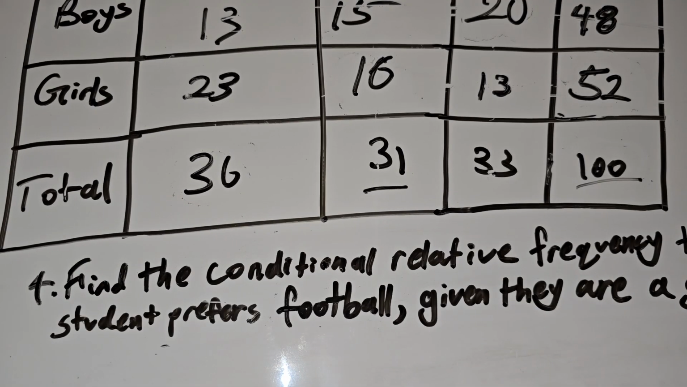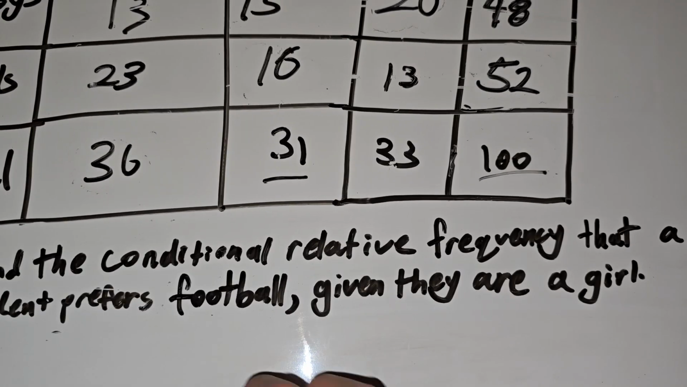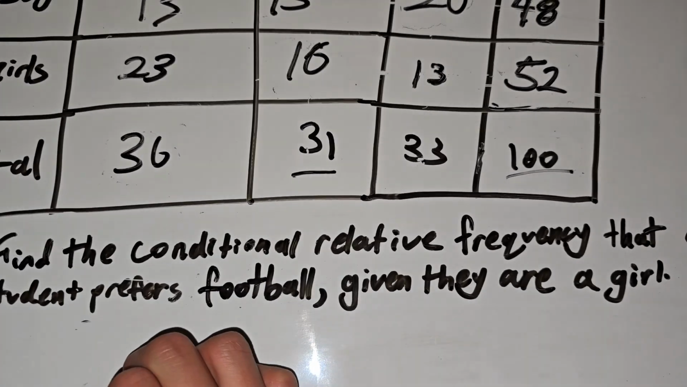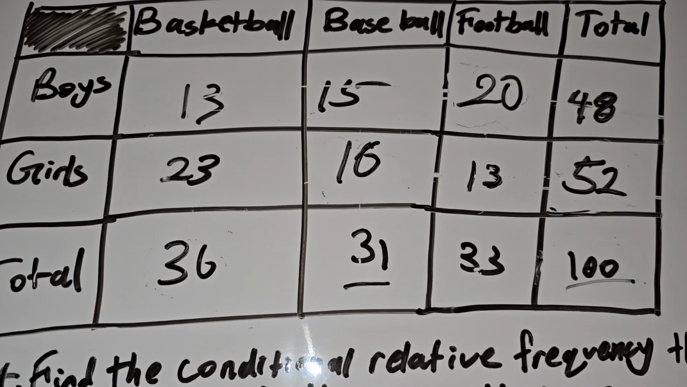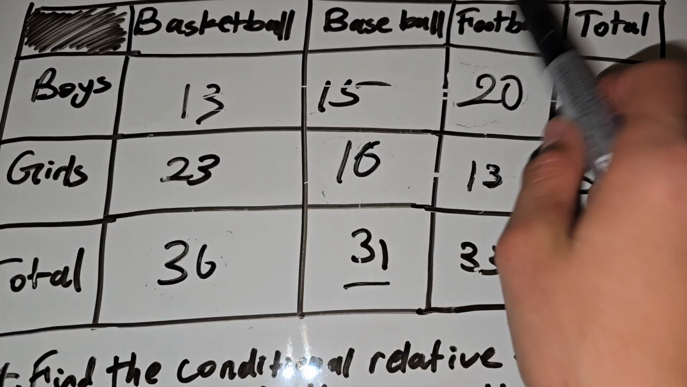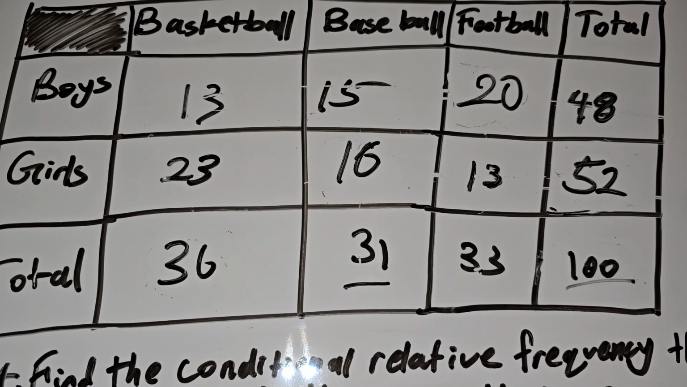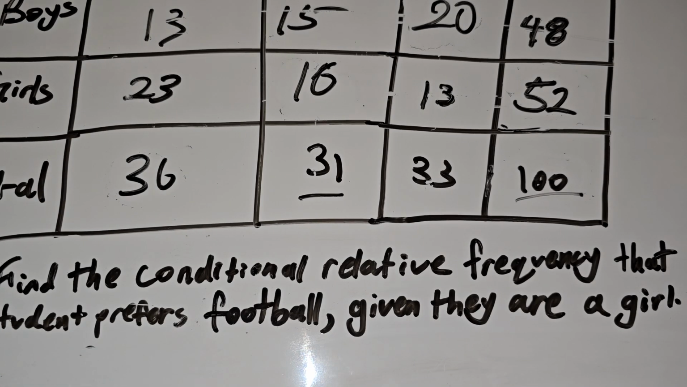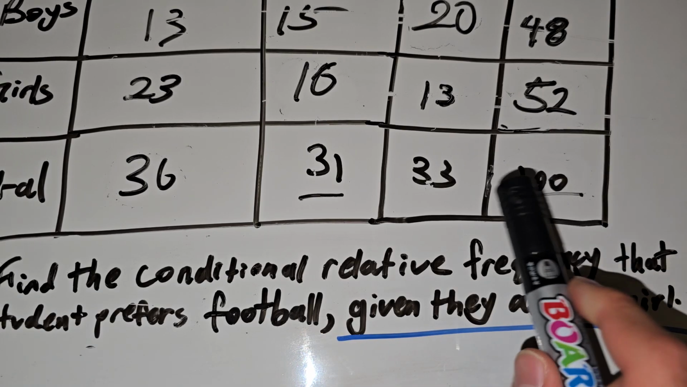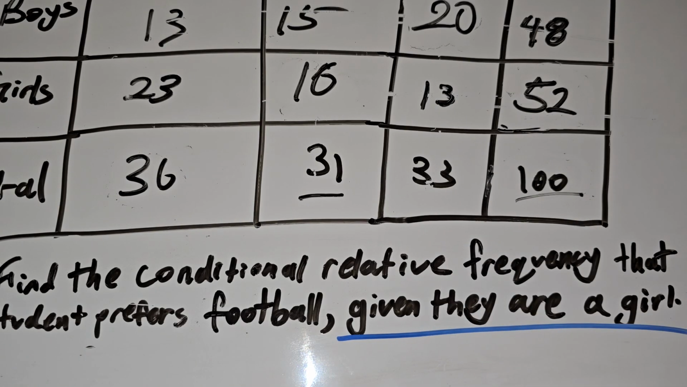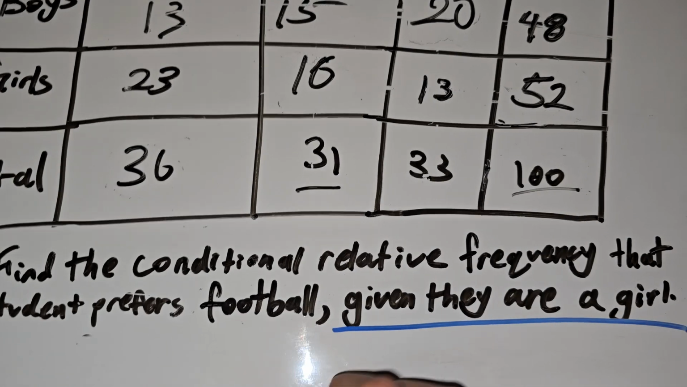So that is 27.1%. Okay, now we have this final problem, number 4: find the conditional relative frequency that a student prefers football given they are a girl. So once again, this is like problem 3, but it's now for girls and football. Given that they are a girl, we want to underline this again. It means that out of 52 girls, how many prefer football? Which would be 13.